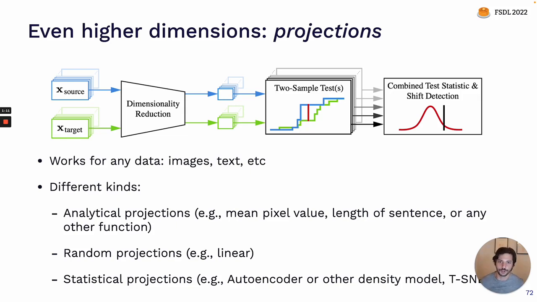If you don't want to use your domain knowledge to craft projections by writing analytical functions, then you can also just do generic projections, like random projections, or statistical projections like running each of your inputs through an autoencoder, something like that. This is my recommendation for detecting drift for high dimensional and unstructured data. And it's worth also just taking note of this concept of projections, because we're going to see this concept pop up in a few other places as we discuss other aspects of continual learning.